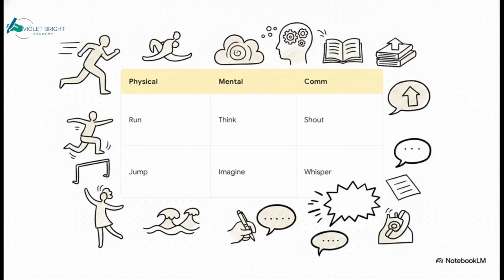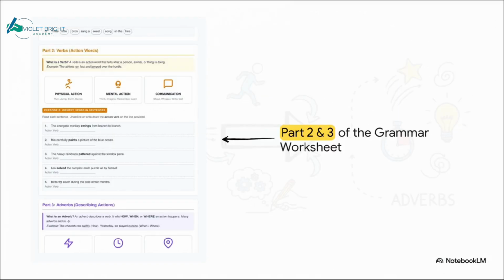Now, what's really interesting here is that actions aren't just the physical stuff, right? Like running and jumping. Yes, we have physical actions like swim and dance, but actions also happen silently in our minds. Things like think, imagine, remember, and learn. And they also happen through communication, like when we shout, whisper, write, or call. Verbs cover this whole amazing spectrum of dynamic activities. Looking back at our worksheet, identifying these action words is the next big step in our grammar adventure. The lesson plan transitions so seamlessly from identifying the who or what to figuring out exactly what they are doing.